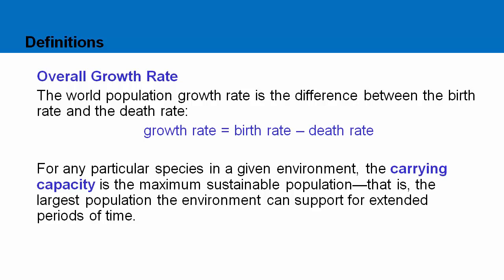So for any particular organism, in any given environment, the carrying capacity we define as the maximum sustainable population. That means just the largest amount of those things that the environment they're living in can support, whether it's bacteria in a petri dish, wolves in Yellowstone, or human beings on the planet Earth. They all have a carrying capacity.